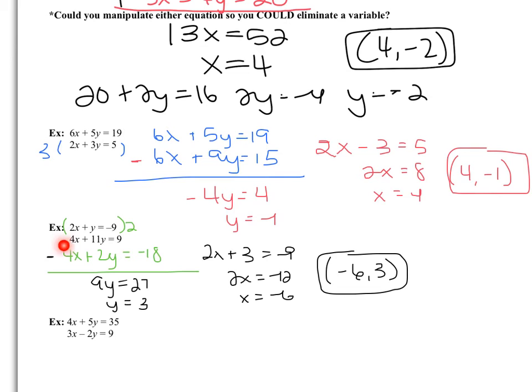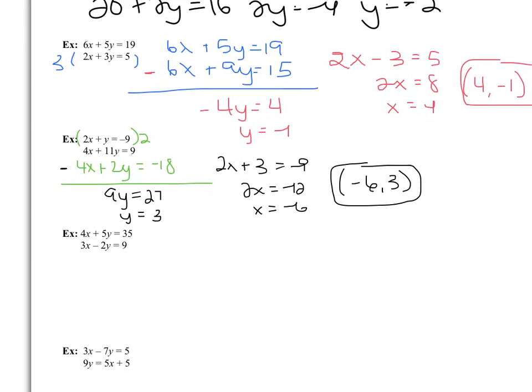Down here, I kept the second equation the same, the 4x plus 11y equals 9, and I multiplied the top equation by 2 to get 4x plus 2y equals negative 18. And then I subtracted, so 4x minus 4x went away. 11 minus 2 was 9y, and 9 minus negative 18 becomes plus positive. That's where the 27 comes from. So then y equals 3, and then I plugged that back into 2x plus y equals negative 9, and I got negative 6 for x.